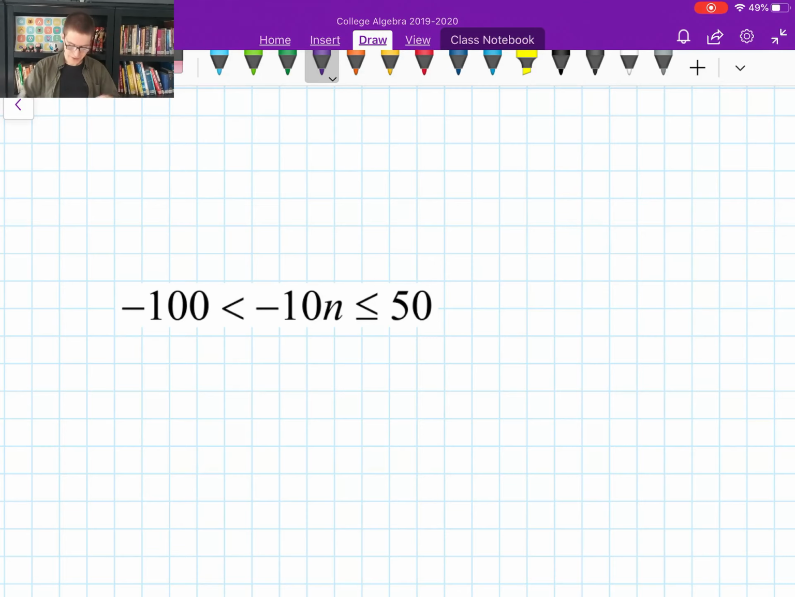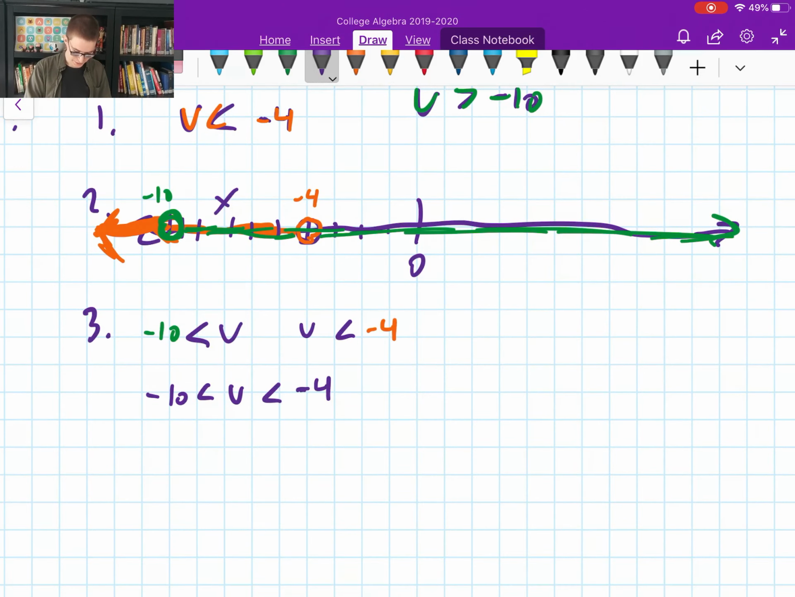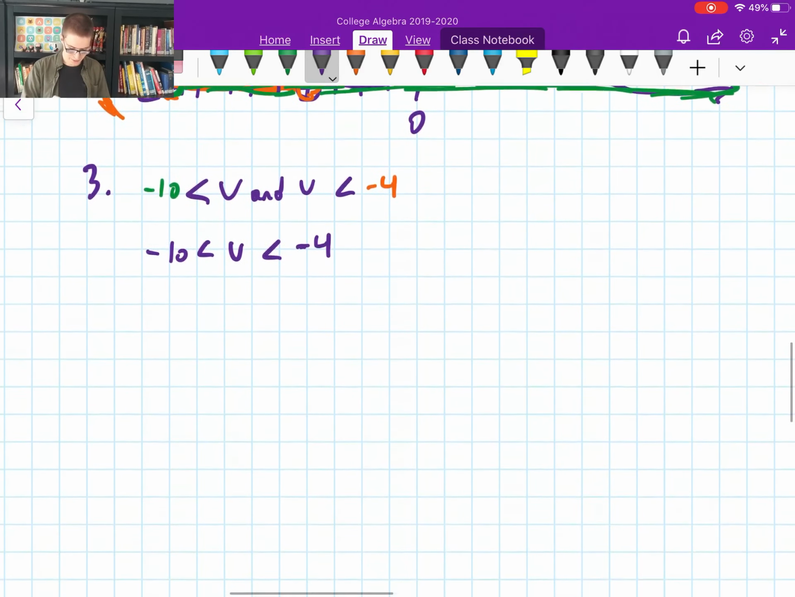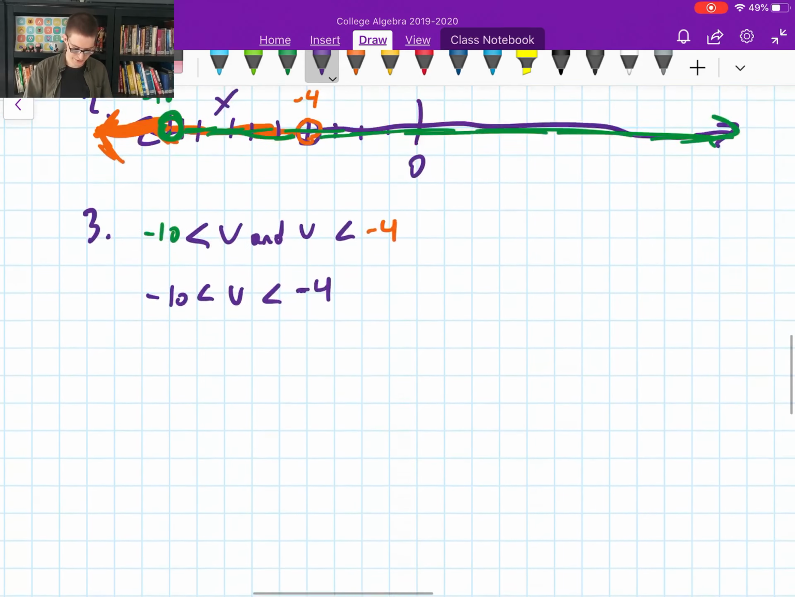You can just split this up in the same way that we can combine things together. You can make this like this and this. We had this and this. We can split these back up into two and equations, and then work it like a normal and equation. So this becomes negative 100 is less than negative 10n, and negative 10n is less than or equal to 50. And we'll just go from there. That's all you have to do. And then after that, it's exactly like one of these problems.